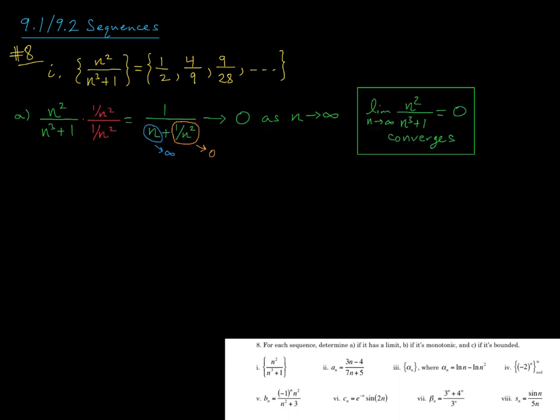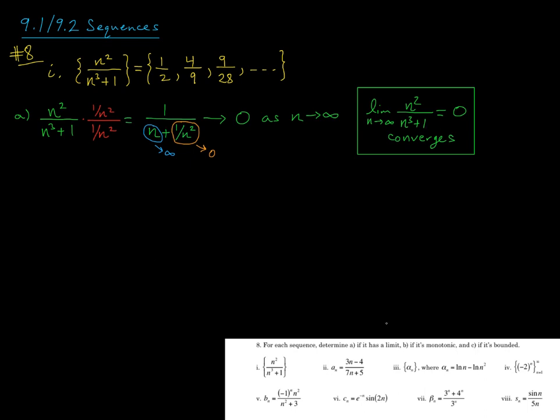To show that more precisely, we're going to divide numerator and denominator by n squared. That's going to give us 1 over n plus 1 over n squared. And notice here as n approaches infinity, n approaches infinity and 1 over n squared approaches 0, meaning this entire denominator approaches infinity, and so 1 over it will approach 0 as n approaches infinity. So this sequence converges to 0.